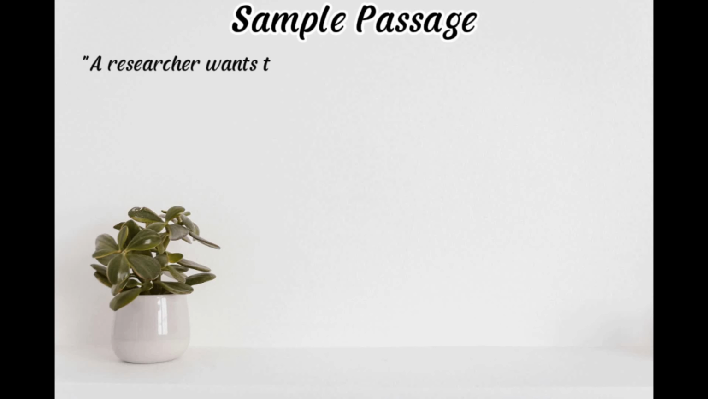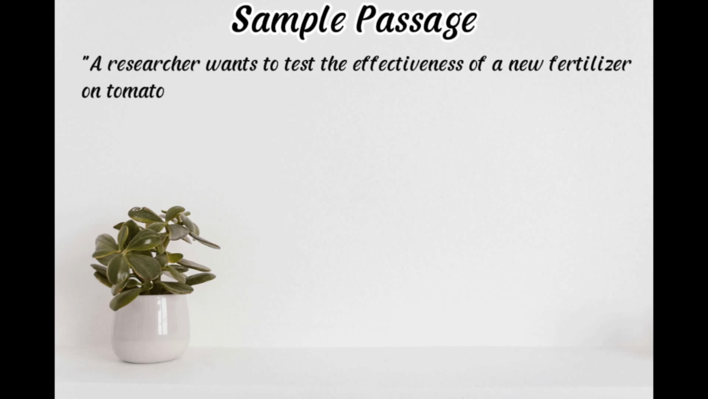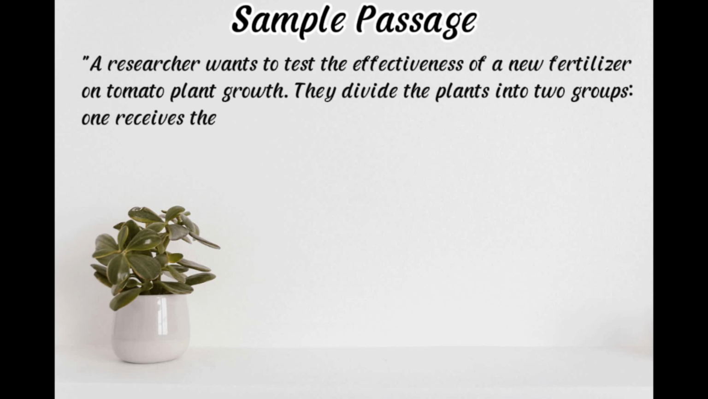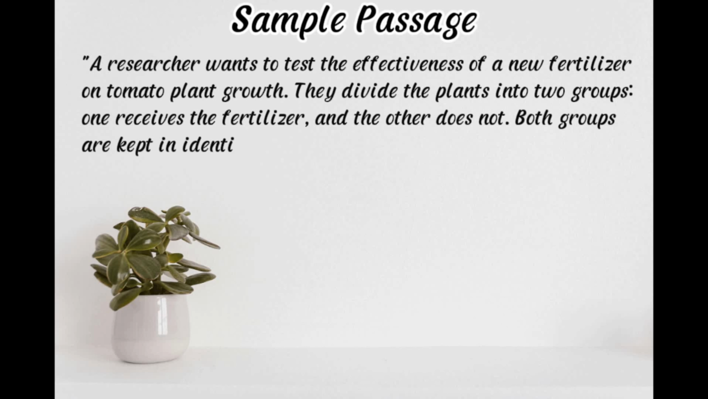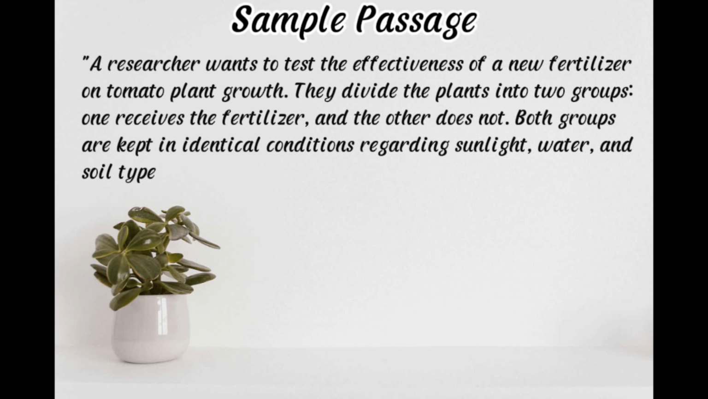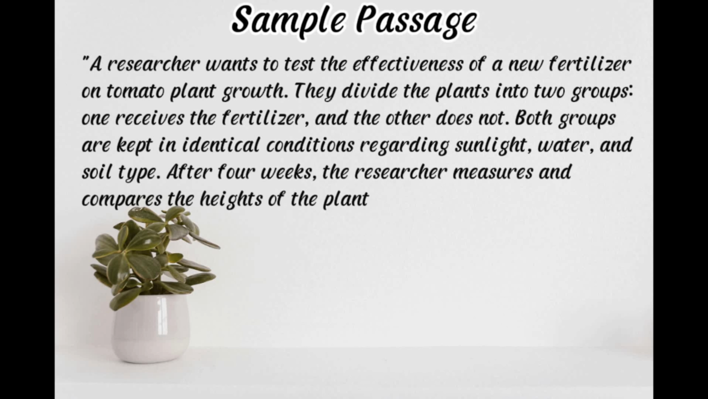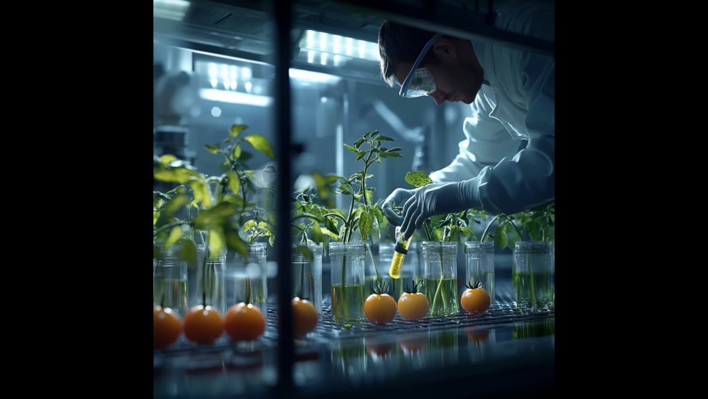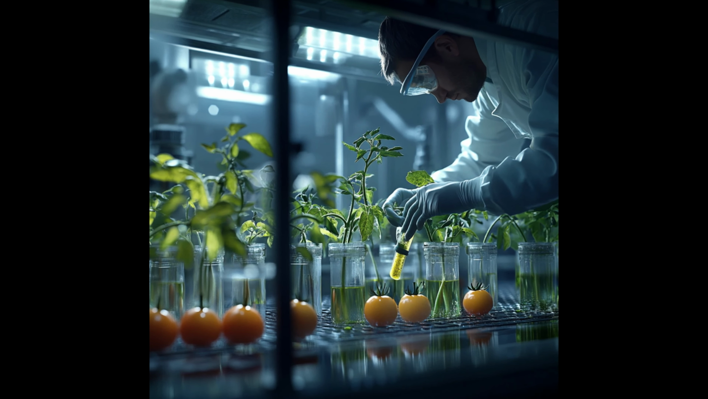A researcher wants to test the effectiveness of a new fertilizer on tomato plant growth. They divide the plants into 2 groups. One receives the fertilizer, and the other does not. Both groups are kept in identical conditions regarding sunlight, water, and soil type. After 4 weeks, the researcher measures and compares the heights of the plants. Do you see the difference? By controlling other variables and only changing one factor, the fertilizer, the experiment becomes more reliable and unbiased.